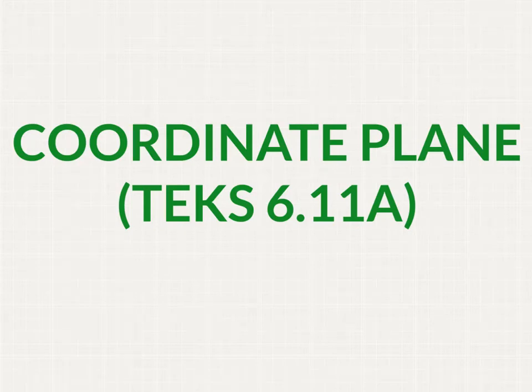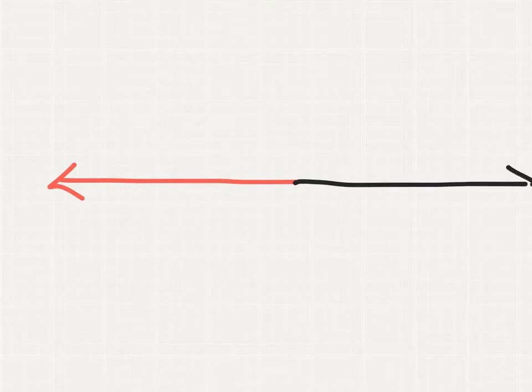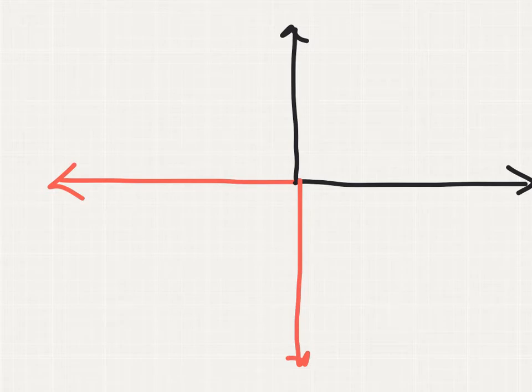In this lesson, we'll be learning about and practicing with the coordinate plane, meeting requirements for TEKS 6.11A. A coordinate plane is formed by the intersection of two number lines. One number line running horizontally and the other one running vertically.